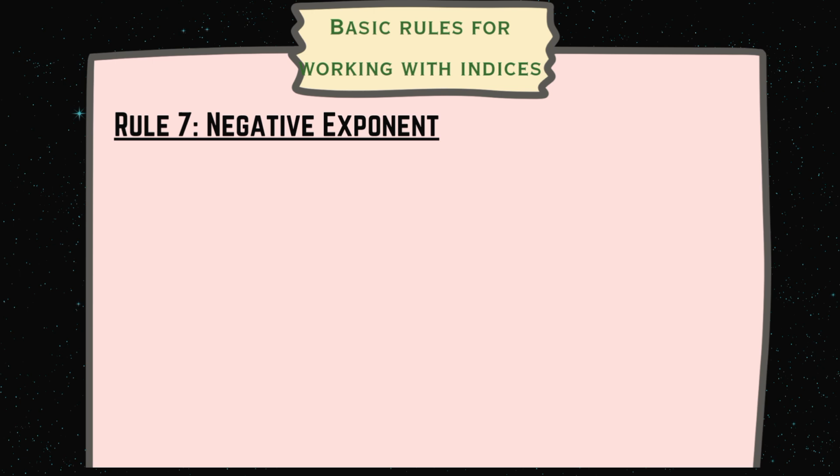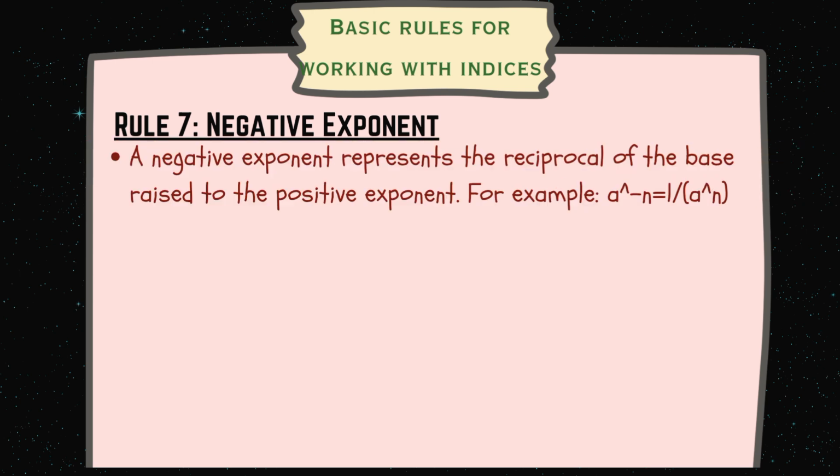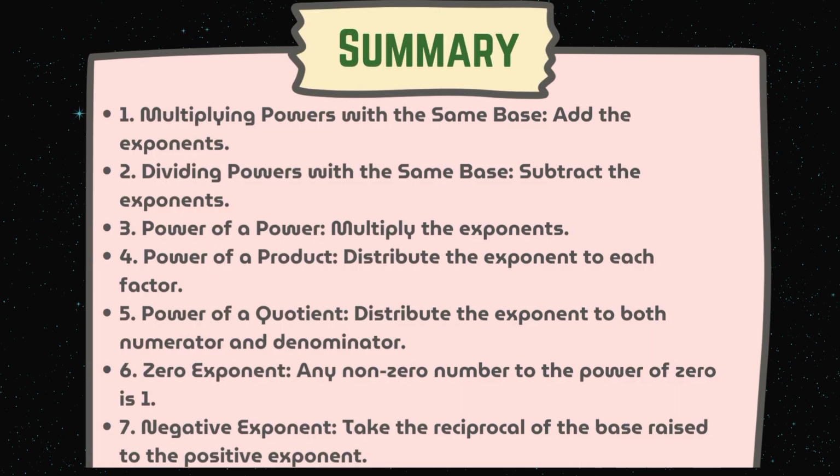Rule number 7 is negative exponent. A negative exponent represents the reciprocal of a base raised to the positive exponent. For example, we have 4 raised to the power of negative 2. We will take the reciprocal of this expression, which would be 1 divided by 4 raised to the power of positive 2. With this we have covered the basic rules of indices.